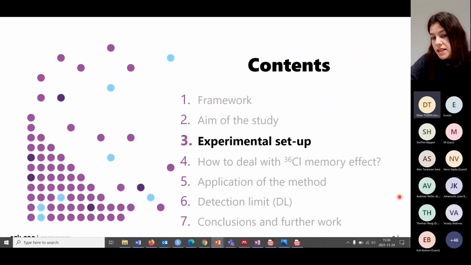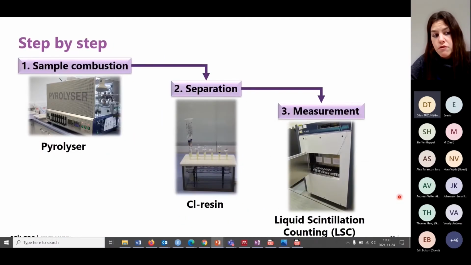So the experimental setup can be explained in 3 steps. First of all, the solid sample combustion using a pyrolyzer. Then we went through the radiochemical separation using chlorine resin cartridges. And then at the end, the measurement technique would be liquid scintillation counting.